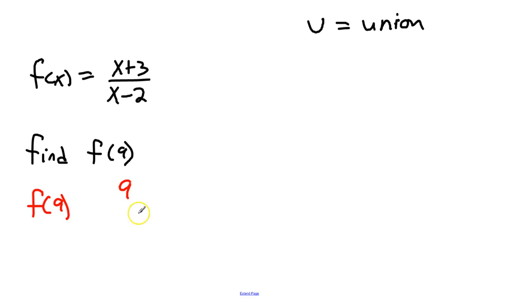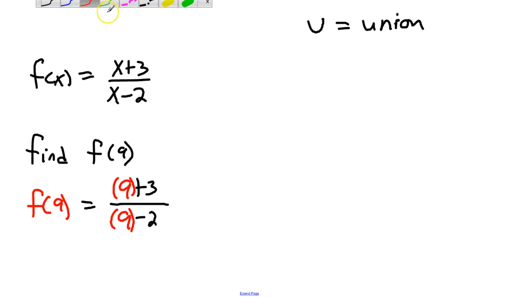So it's going to be 9 plus 3 over 9 minus 2. Now, you can put the parentheses around that one if you want to. There's really nothing else going on with the x. It's just x plus something, x minus something. But if you get in the habit of doing it, go ahead and do it there.